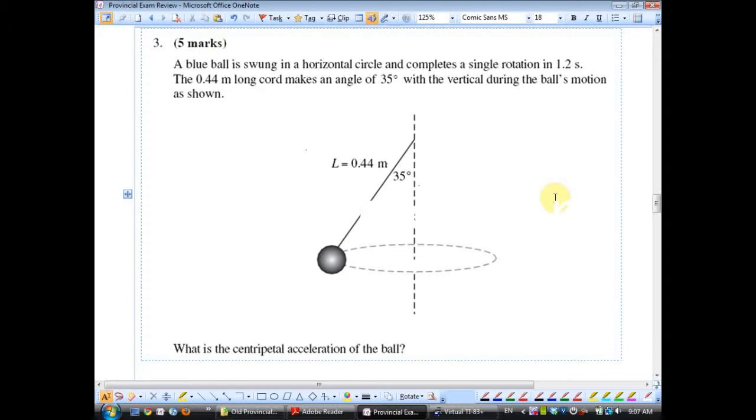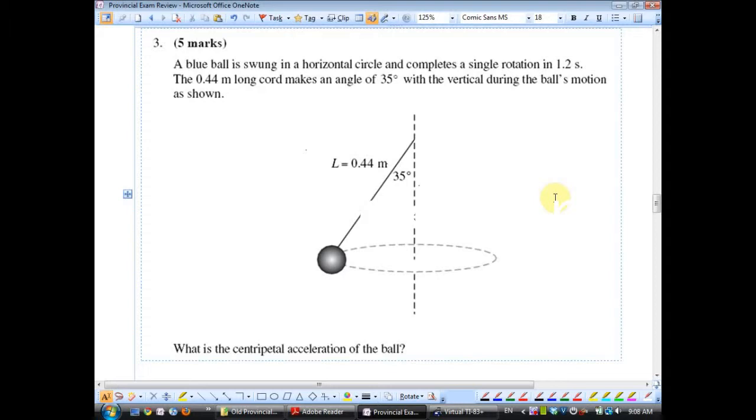A blue ball, I don't know why they told me that it was blue. A ball is swung in a horizontal circle and completes a single rotation in 1.2 seconds. A 0.44 meter long cord makes an angle of 35 degrees with the vertical during the ball's motion. What's the centripetal acceleration? Okay.